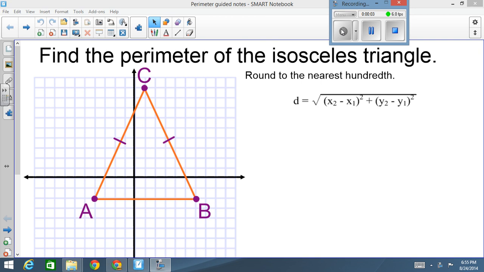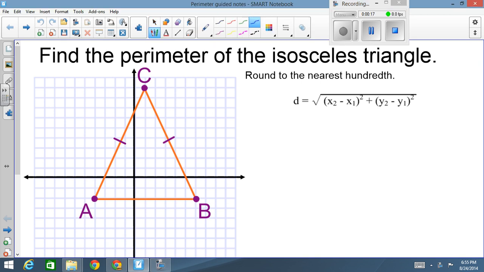Okay, so when we're asked to find the perimeter of something, whether it be a triangle, quadrilateral, pentagon, whatever it is, the perimeter, as you all probably know by now, is essentially the distance around, okay? So the perimeter is the distance around any particular polygon. In this case, our polygon happens to be a triangle. Essentially, in order to find the perimeter, we want to add side to side to side. So we have three sides, we're going to add them all together.